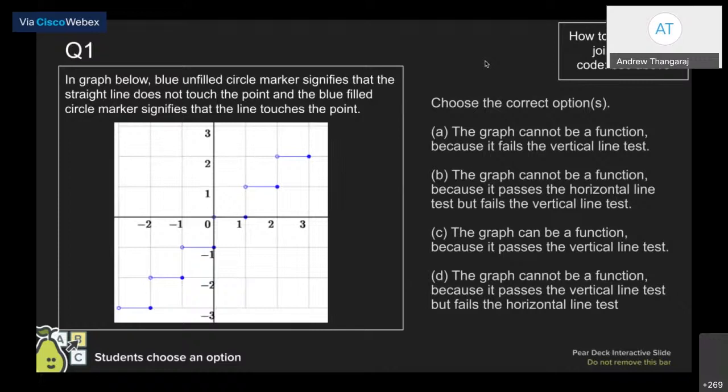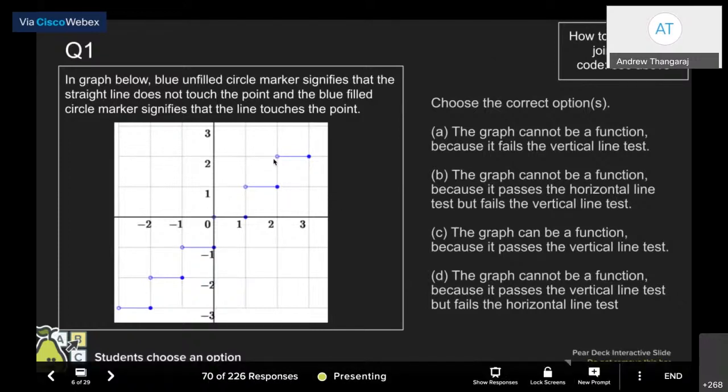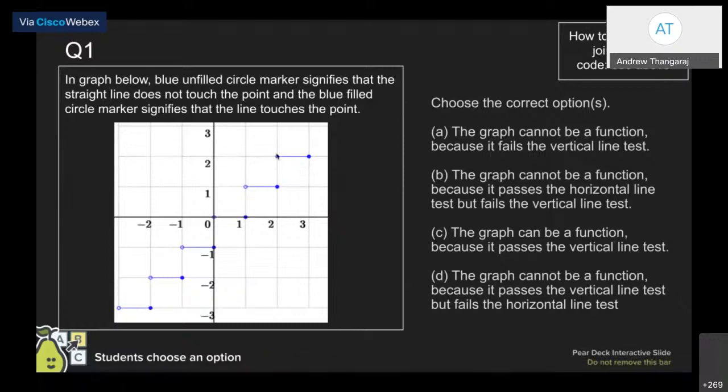You should be able to pick one of these choices. So you understand the difference between unfilled circle marker and filled circle marker, right? If you see just a circle with no filling inside, that's an unfilled circle marker. The filled circle marker is the one which is solid, filled inside, dark blue that you see here. So the filled ones are on the graph, and that's a line and that's a point on the graph. The unfilled point is not on the graph.